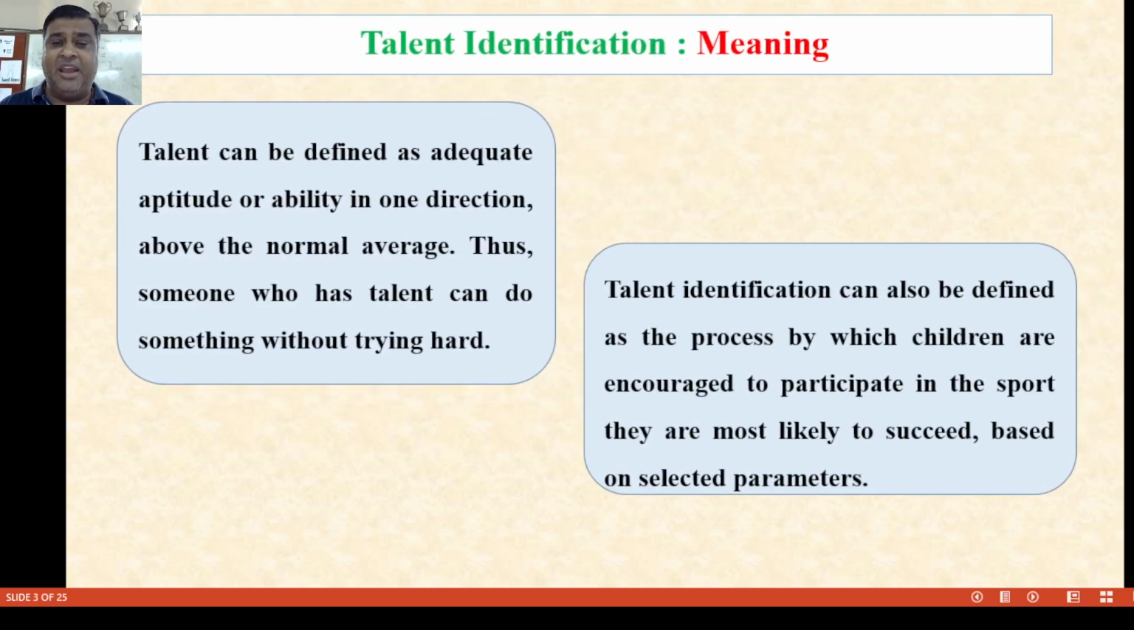Now first is talent identification and its meaning. What do you mean by talent identification? Talent identification is identifying any type of ability or aptitude in one direction above the normal average. Talent identification can also be defined as a process by which children are encouraged to participate in any type of sport, in which they are most likely to succeed, selected on certain parameters.